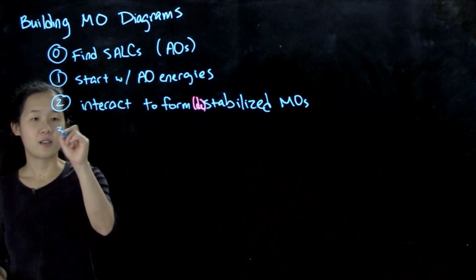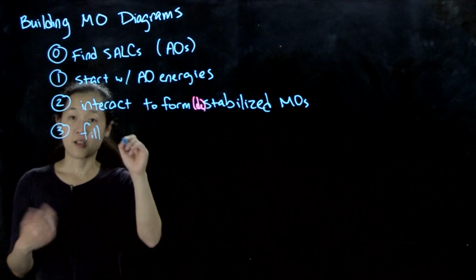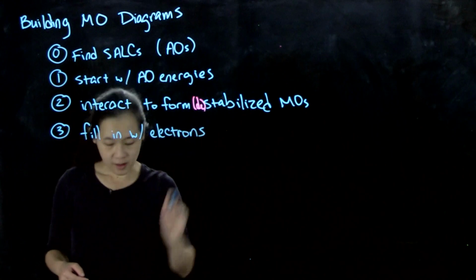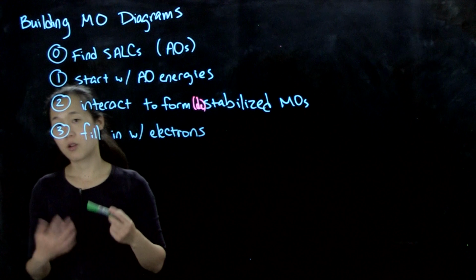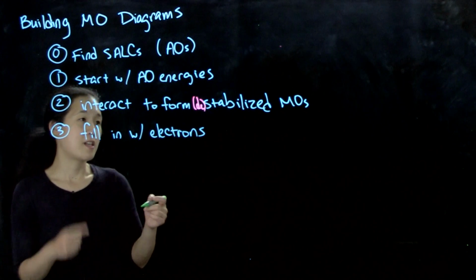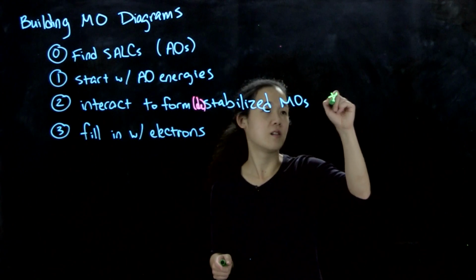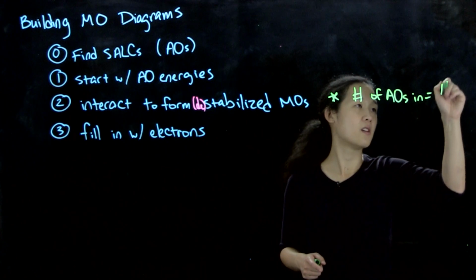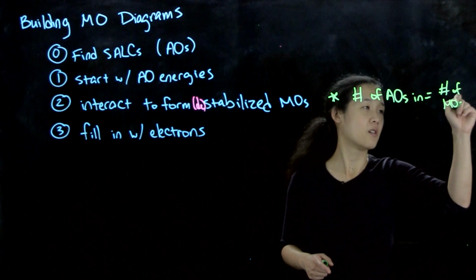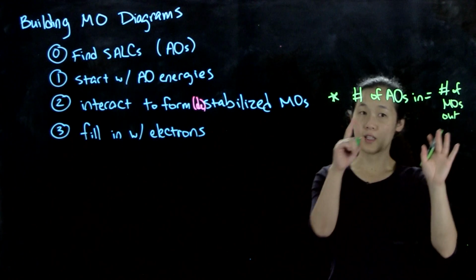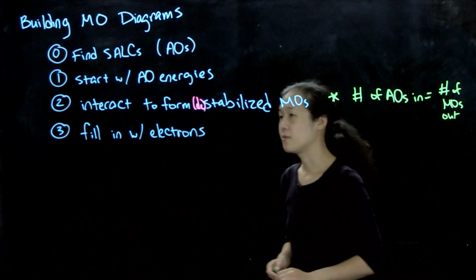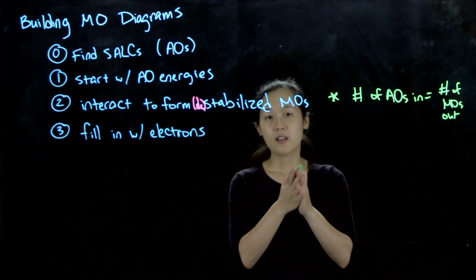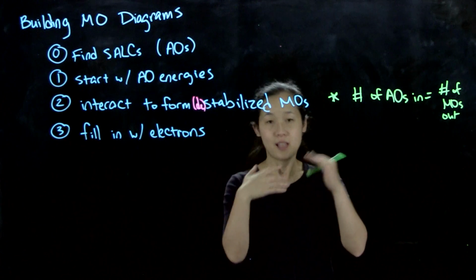And then lastly, you want to fill in with electrons. Fill in with the number of electrons that you know. Okay, key things to keep in mind, of course, is that the number of electrons is the same as the number from your free atoms. And then also another thing to keep in mind is number of atomic orbitals in equals number of molecular orbitals out. So this is critical, and we'll talk about the nuances of this a little bit later. But hopefully this makes sense because we have a certain number of things of one symmetry, they interact, and then the linear combinations you can only form the same number out.